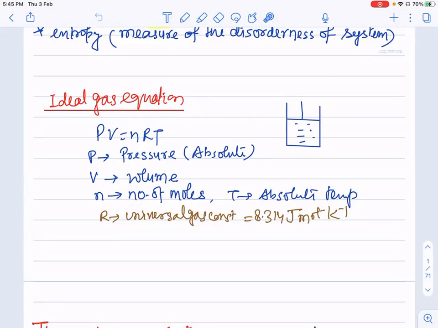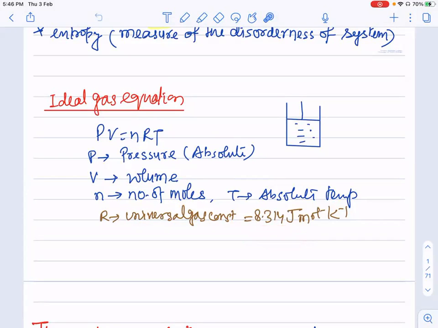How much above zero, above vacuum? Pressure above the vacuum is called absolute pressure. And here T is the absolute temperature, in Kelvin. The pressure should also be absolute pressure. And V is the volume, n is the number of moles, and R is the universal gas constant. Its value is 8.314.